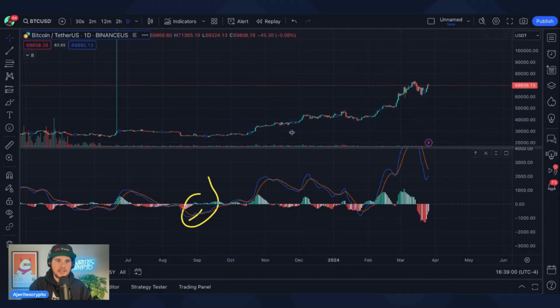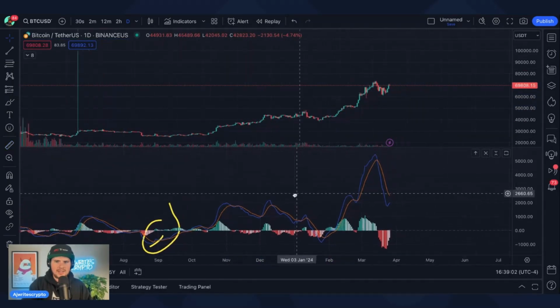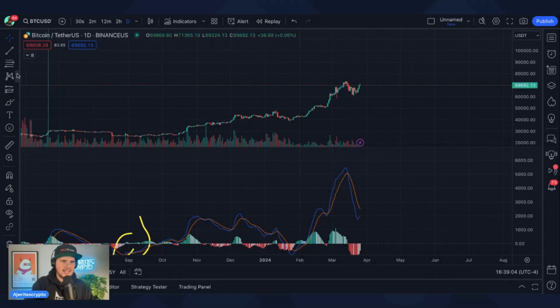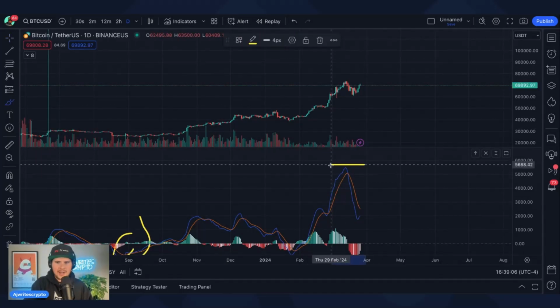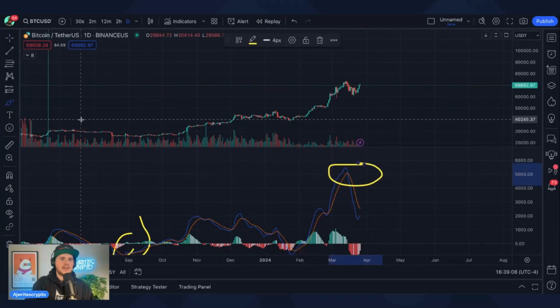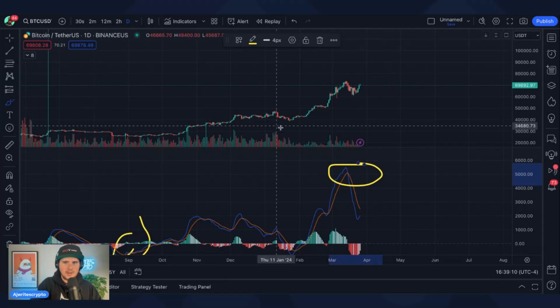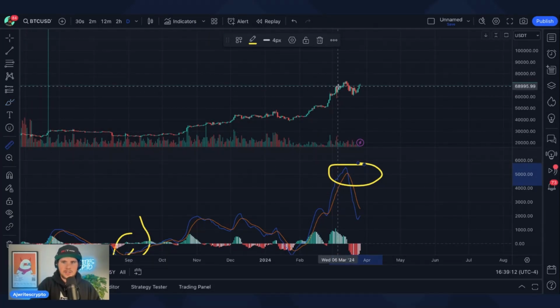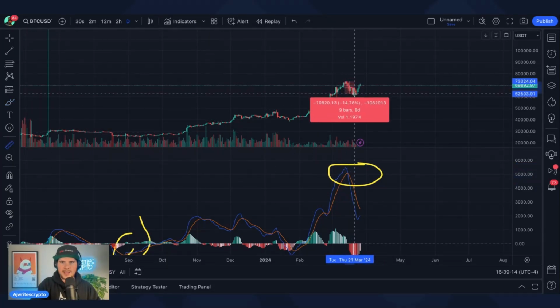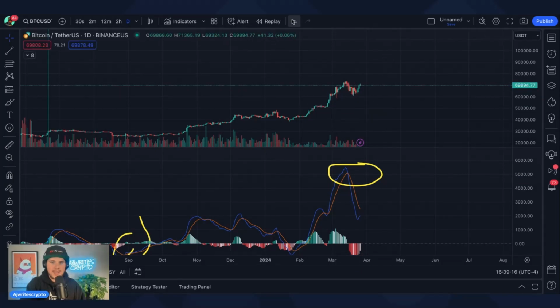And guess what? It's a two-way street. When the signal line goes above the MACD line, when it happens the other way around, like right here, when the MACD line goes below the signal line, you could have caught this short, right here. Okay. So, it works both ways.